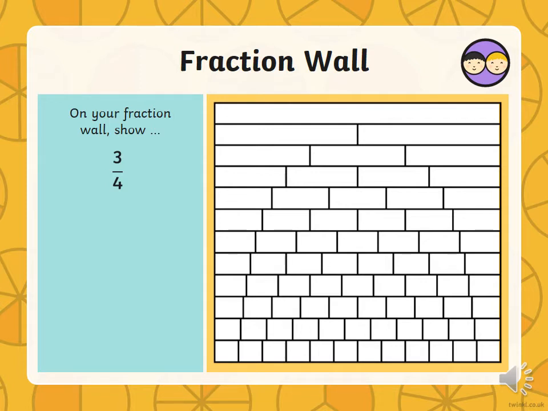And then on your sheet, I want you to show 3 out of 4. So you would have to go to the line where you've cut into 4 pieces and shade 3 out of 4 in that. So pause the video and have a go. Here, so your 3 out of 4 or 3/4 should be this row, and 3 out of the 4 boxes should be shaded in.